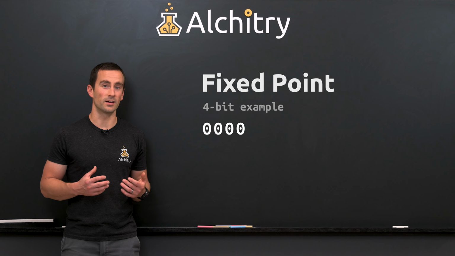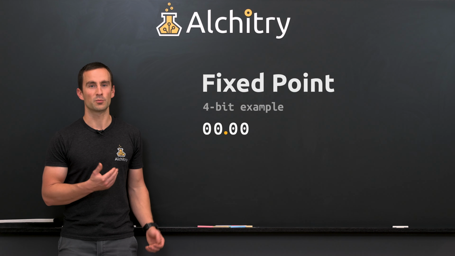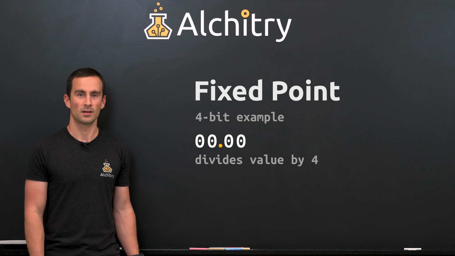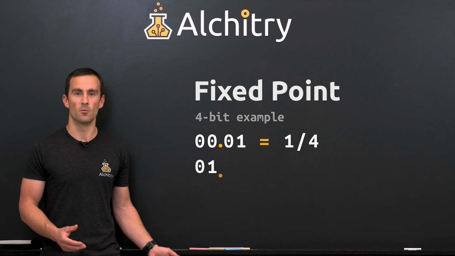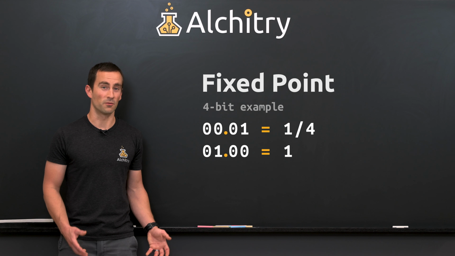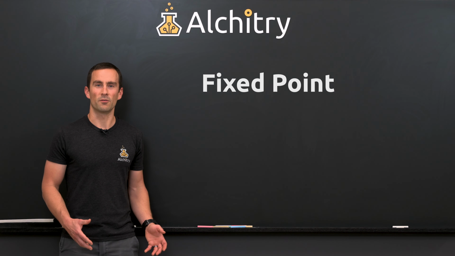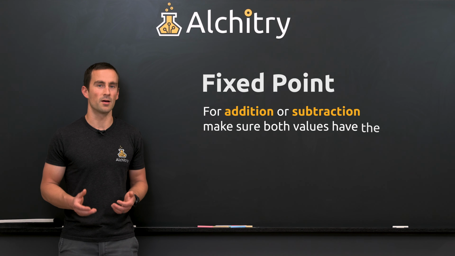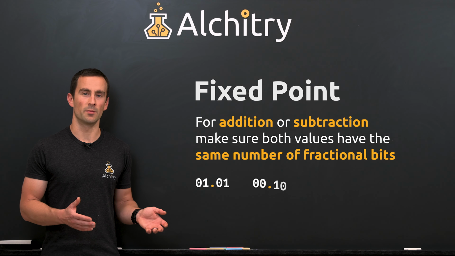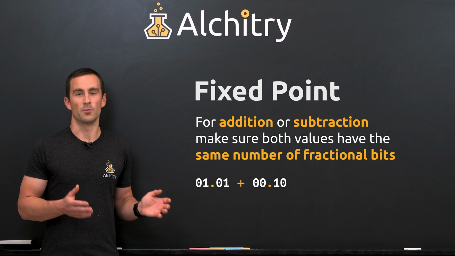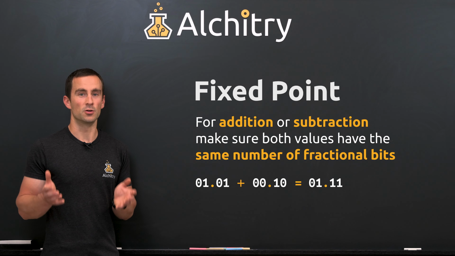We can implicitly say that instead of the decimal point being all the way on the right, it's 2 places to the left. This practically divides the value by 4. That means that the value of 0001 would be 1/4, and the value of 0100 would be just 1. Performing math with fixed point, just like 2's complement, is again almost free. When performing addition or subtraction, you just have to make sure that both of your values have the same number of fractional bits. For example, if we had 2 fixed point numbers that had 2 fractional bits each, and we added them just as standard integers, the result would still have a value that had 2 fractional bits.